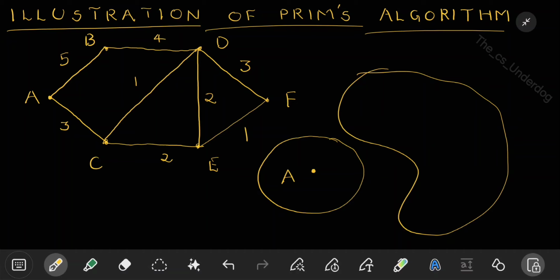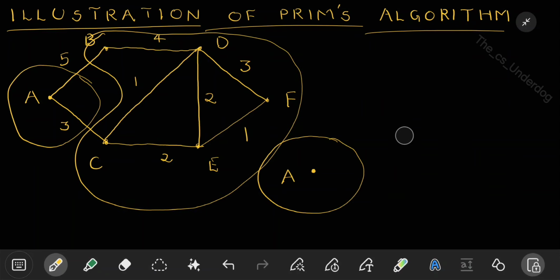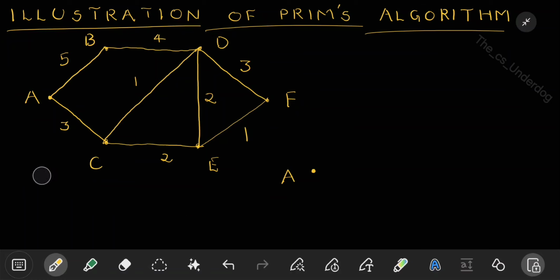In each step, you will be taking one vertex into the set of MST vertices. As of now, A is part of the MST and all other vertices are outside the MST. What is the next step? You want to identify the smallest edge that is passing from the set of vertices inside the MST to the set of vertices outside the MST. So here, from A, the smallest edge that is going out is this edge AC, which has an edge weight of 3.